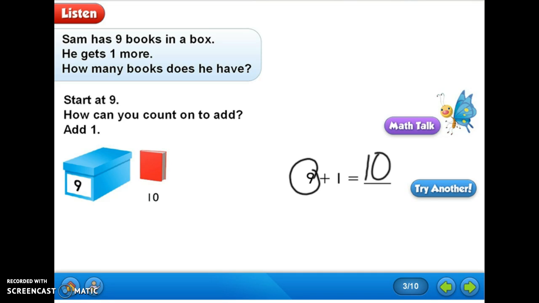So really, counting on means you're going to start to count at the greater number, the number that I have on my box. All right, let's look at another one.